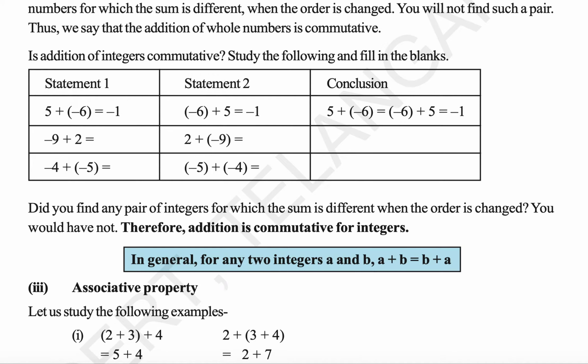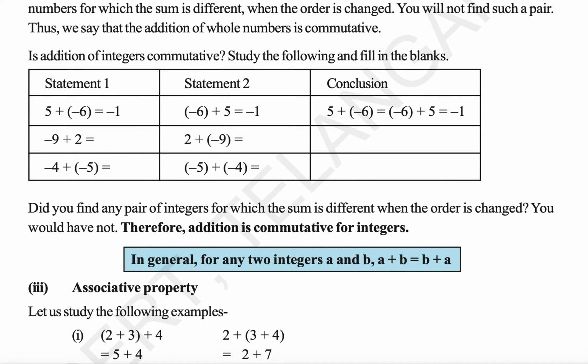Is addition of integers commutative? Study the following and fill in the blanks. 5 plus minus 6 is minus 1. Minus 6 plus 5 is minus 1. Right. So what is the conclusion? 5 plus minus 6 or minus 6 plus 5 equal to minus 1. Similarly, minus 2 plus 7 or 7 plus minus 2, in both cases that is 5. Minus 4 plus minus 5, or minus 5 plus minus 4, both are minus 9.